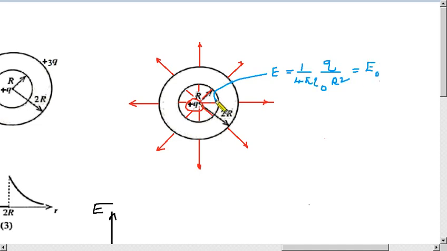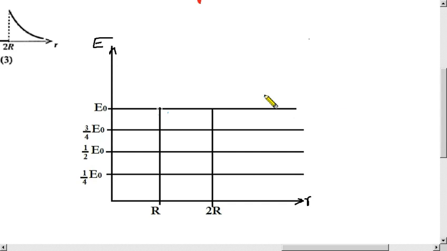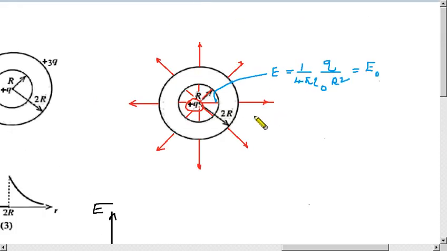So at a place away from the center, capital R distance, the electric field intensity is E naught. So we mark this point at a distance capital R. The field strength is E naught. Then this point just out of the outer surface.